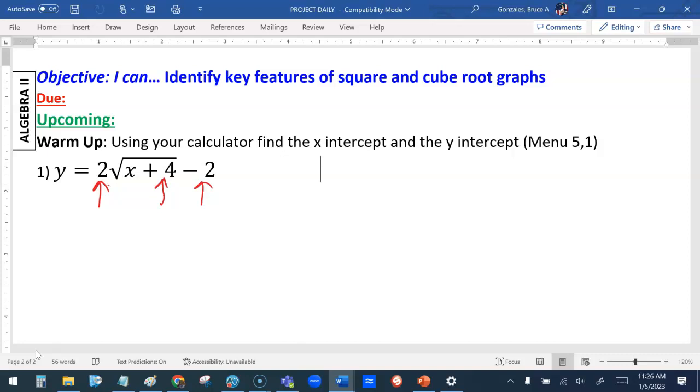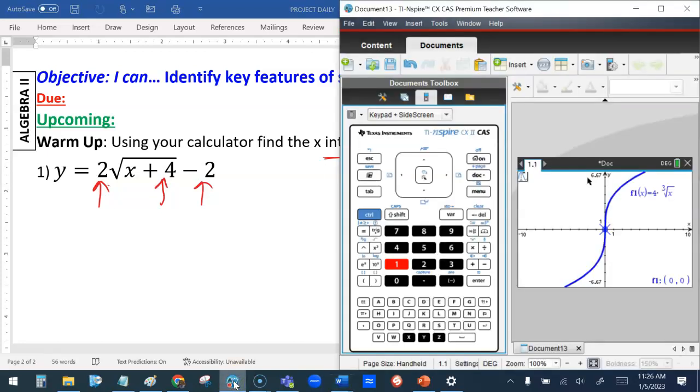Now, I think you could describe it, which you're going to need to do on the notes and the assignment for the next unit, but you also need to be able to find intercepts using your calculator. Do y'all remember doing menu 5.1? I know that was last year. All right, but let's try to do this real quick.